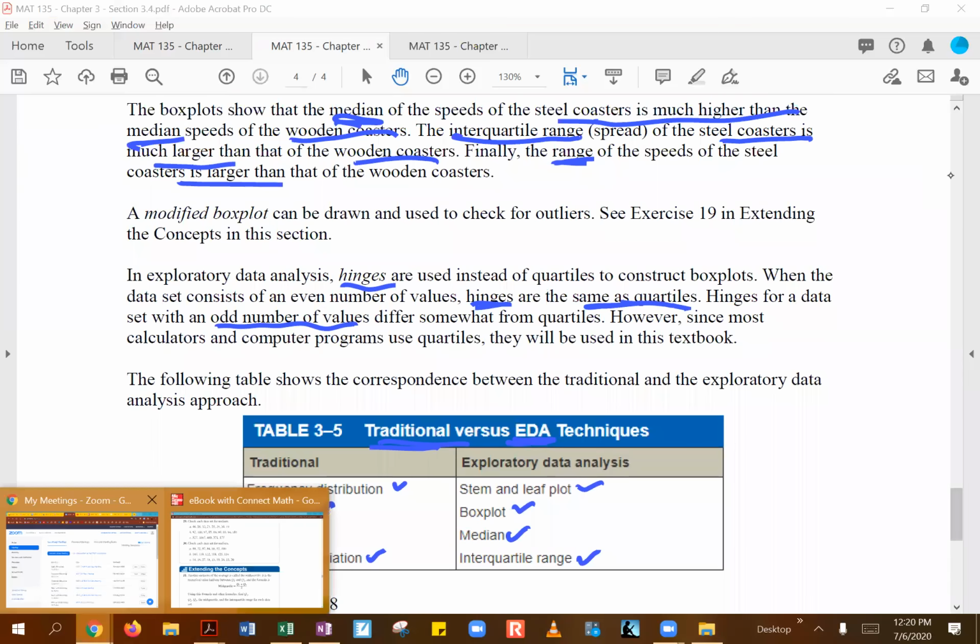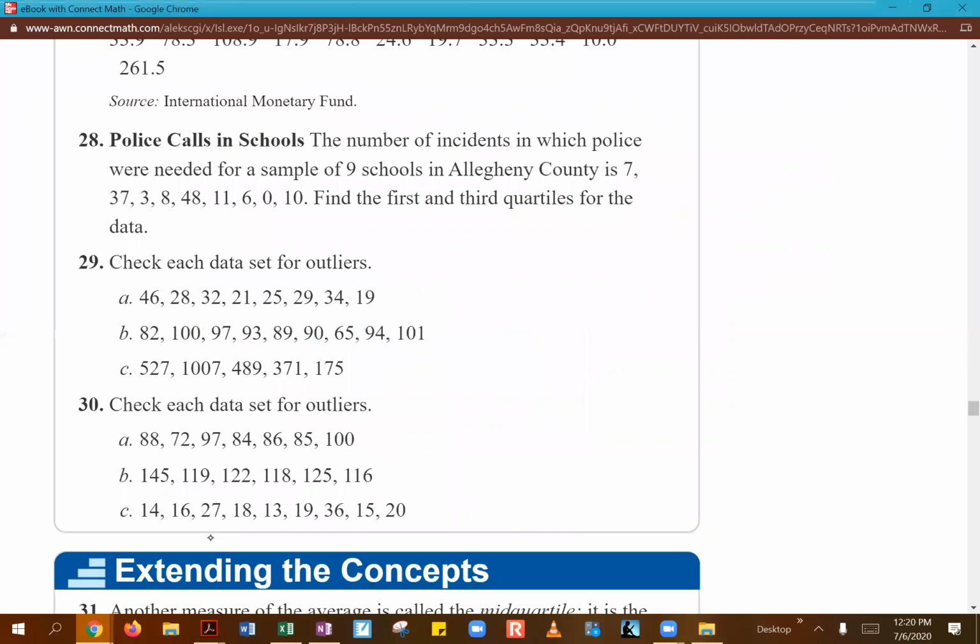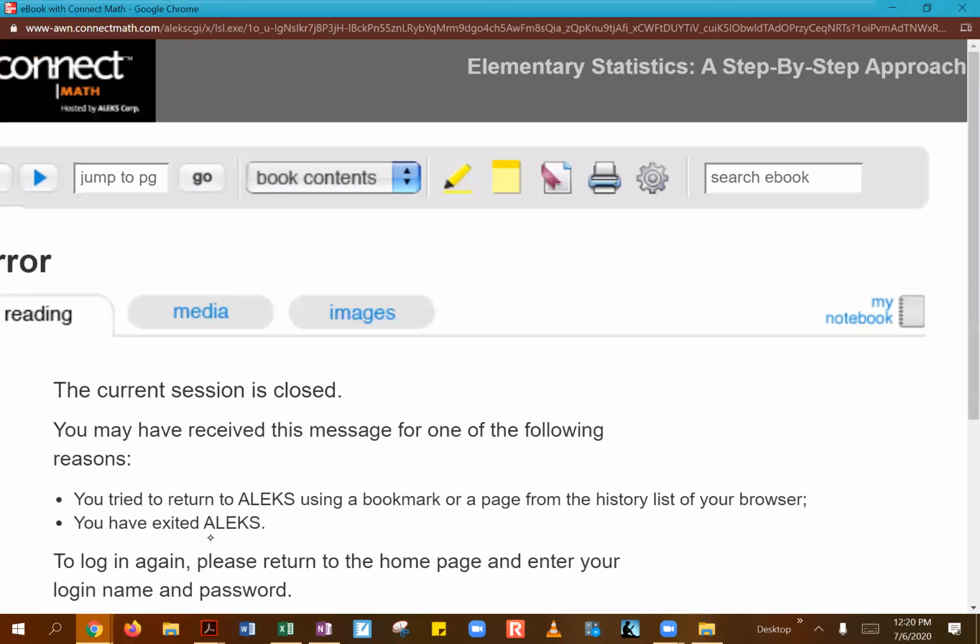So let's go ahead and see if we can do a couple examples here from 3.4.